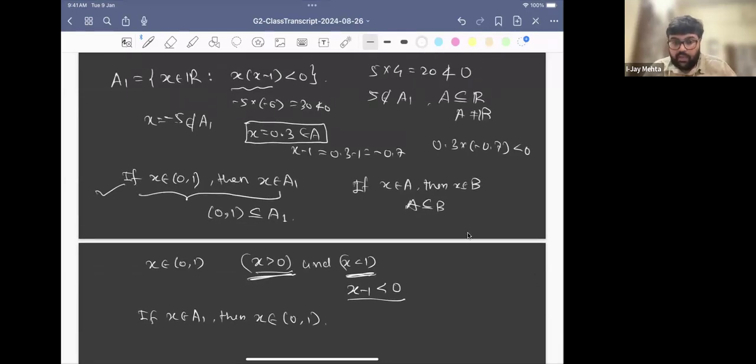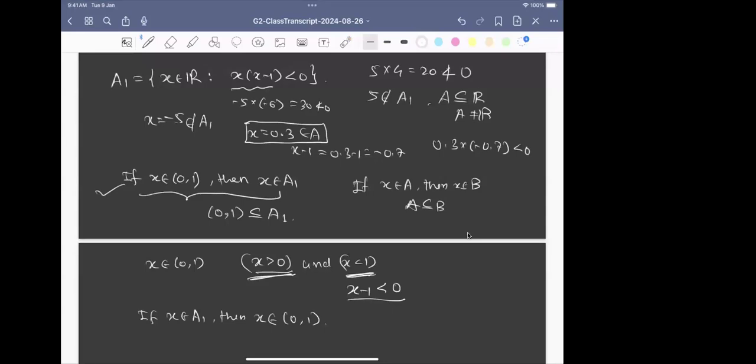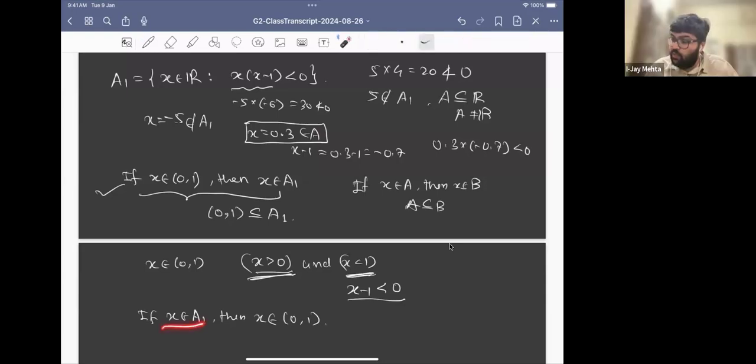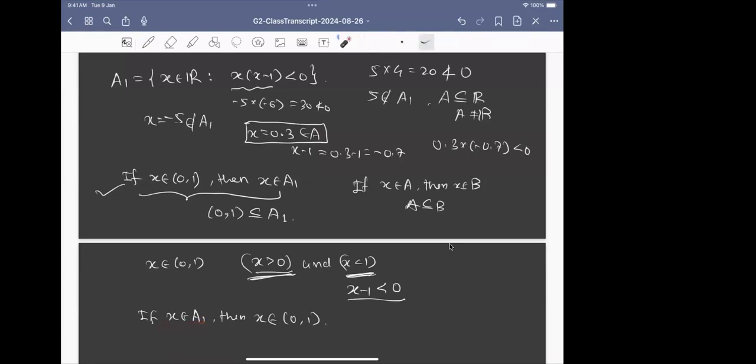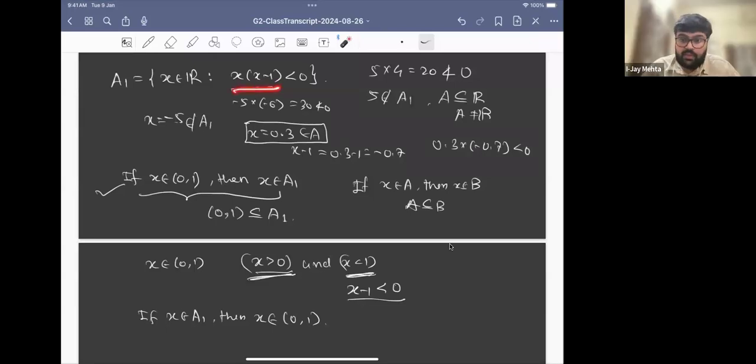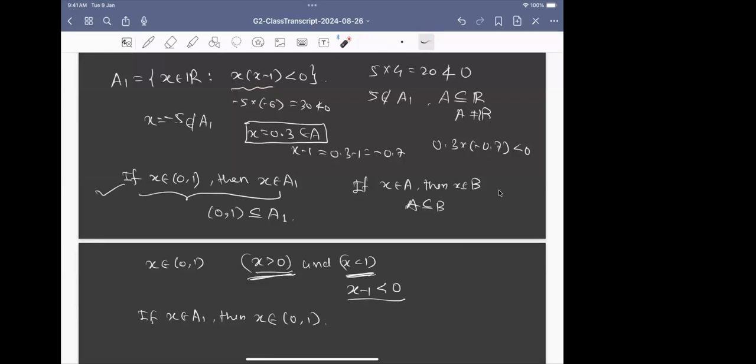Marshi, where do we start? x belongs to A1. Okay, I take x belongs to A1. Then what can we say? x into (x minus 1) is less than 0. Product of two numbers, either x is less than 0 or greater than 0, or x minus 1 is greater than 0 and the other one is less than 0.